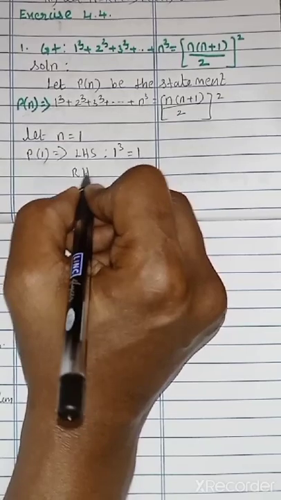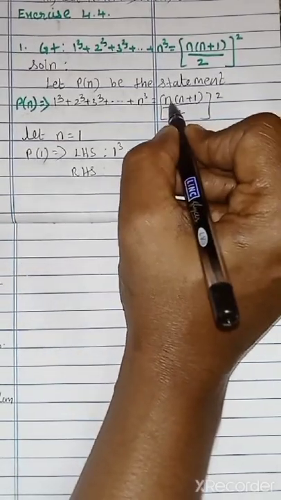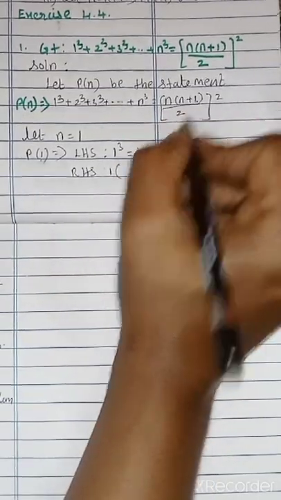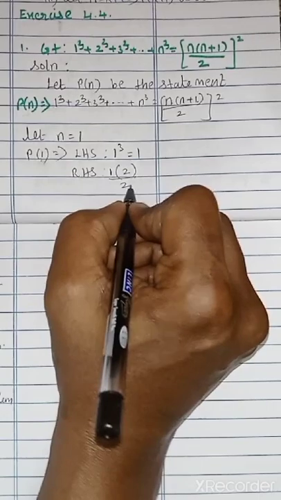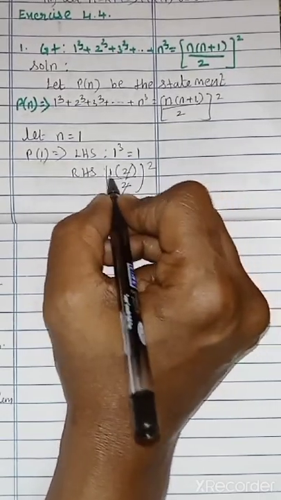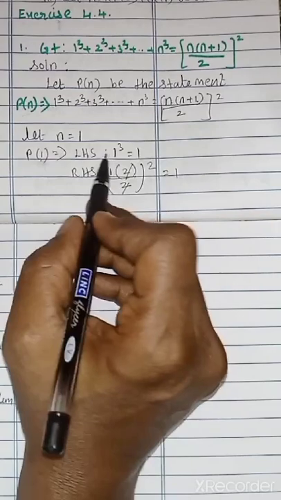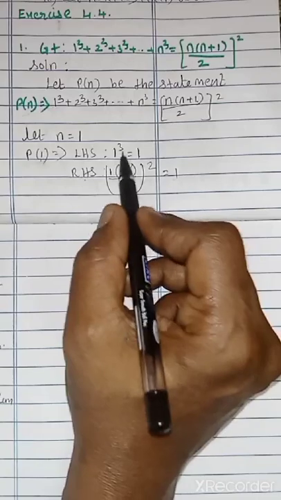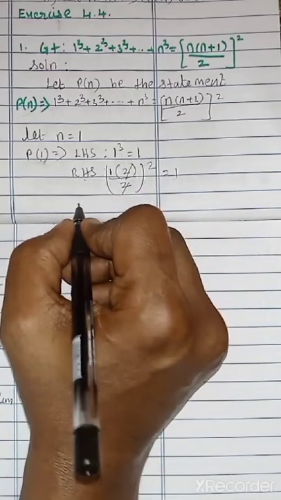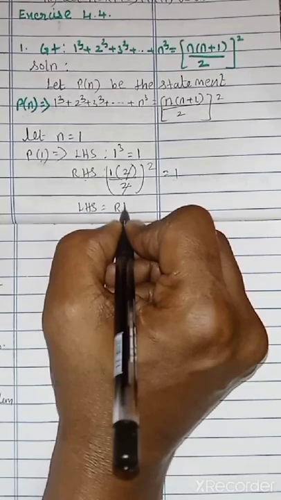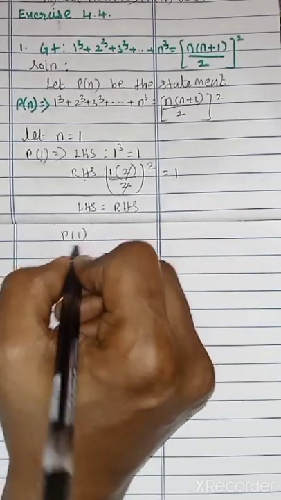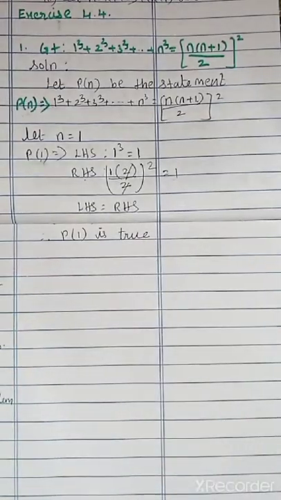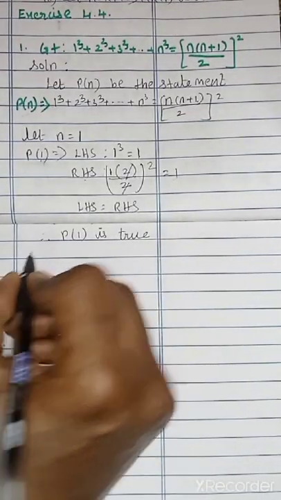Next, the right hand side. Instead of n, we substitute 1. So this will become 1 into 1 plus 1 is 2, divided by 2, the whole square. The 2 will get cancelled, so 1 square is 1. Now the left hand side is 1 and the right hand side is 1. So both are equal: 1 equal to 1. The left hand side equals the right hand side, therefore P of 1 is true. First step completed.